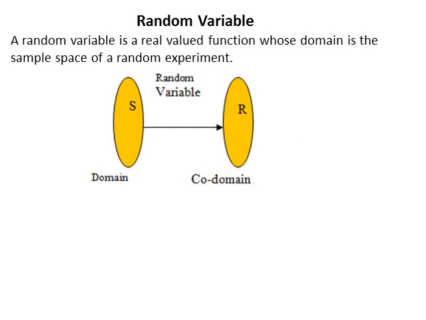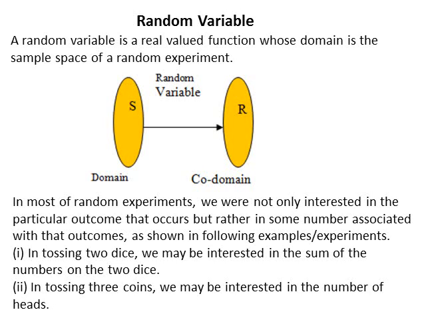A random variable is a real valued function whose domain is the sample space of a random experiment. In most random experiments, we are not only interested in the particular outcome that occurs, but rather in some number associated with that outcome, as shown in the following examples.